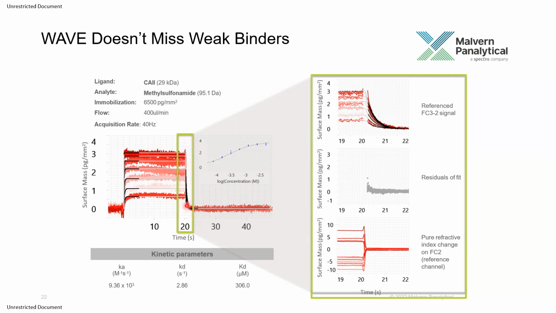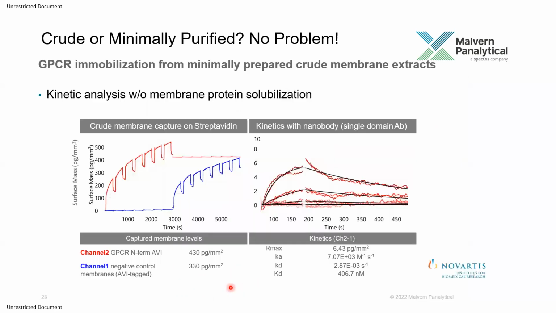It's hard to fit this, but our software is actually able to capture the off-rate signal and fit the data. This interaction is defined with an off-rate of around 3 per second and a binding affinity in the high 300 micromolar range.